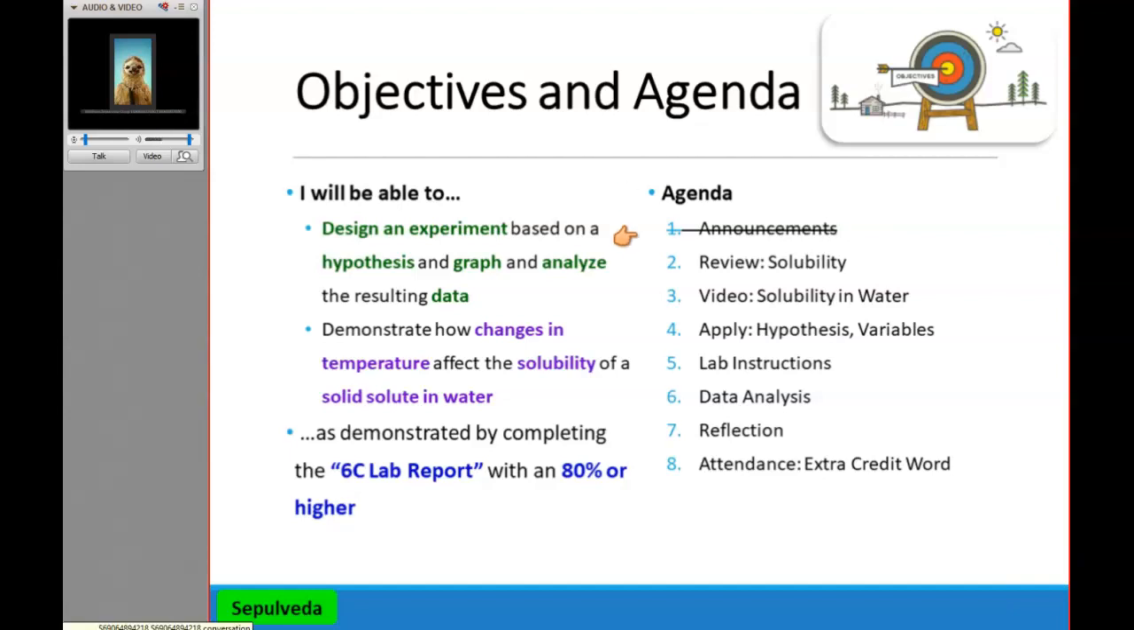Here is our agenda in case you have any questions on what we are going to be working on today. Here it is for you. And if you have any questions, again, ask us at the end of class, okay?